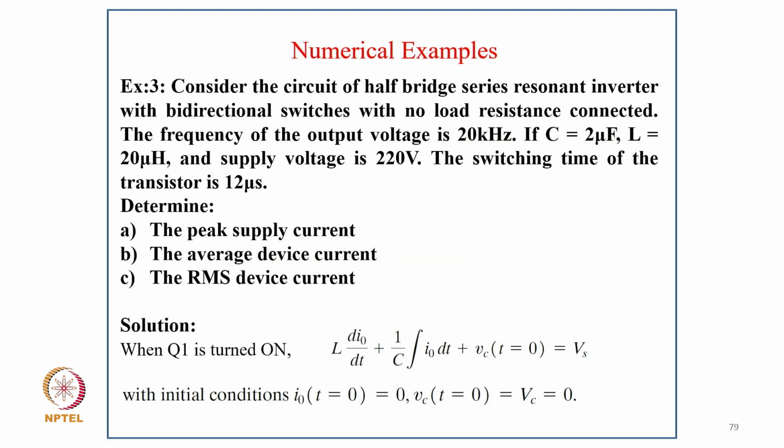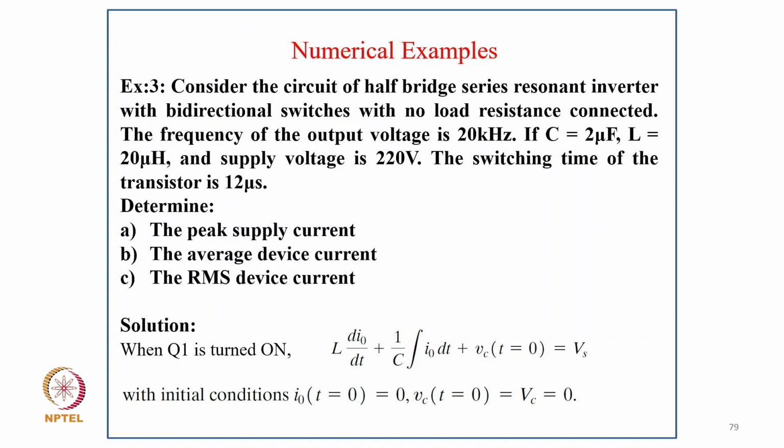Now coming to example 3. Consider the circuit of a half bridge series resonant inverter with bidirectional switches with no load resistance connected. The frequency of the output voltage is 20 kHz, C equal to 2 microfarad, L equal to 20 microhenry, and supply voltage 220 volt. The switching time of the transistor is 12 microseconds. Determine the peak supply current, average device current, and RMS device current.